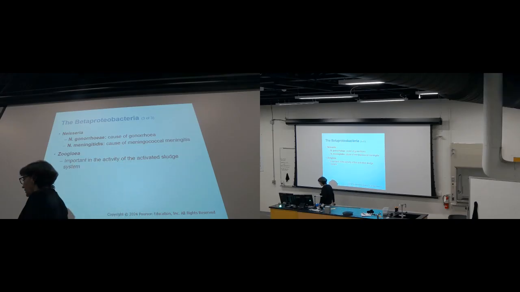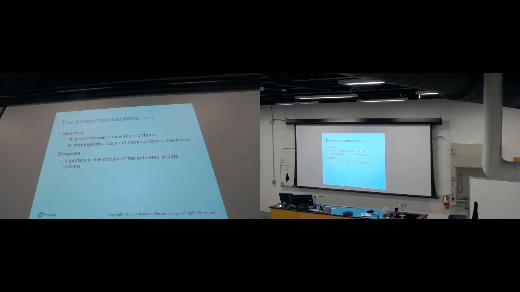And then someone can die of whooping cough if they're not immune to this bacteria. Neisseria is part of beta proteobacteria. We have two important species, gonorrhoeae and meningitidis. Gonorrhoeae causes this STD, gonorrhea, in which these bacteria can infect neutrophils. And then meningitidis causes meningococcal meningitis.